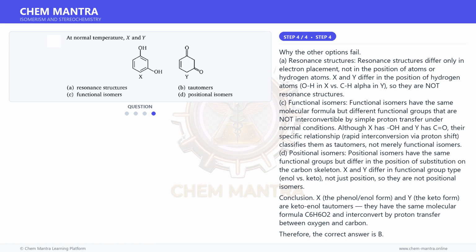D. Positional isomers. Positional isomers have the same functional groups but differ in the position of substitution on the carbon skeleton. X and Y differ in functional group type, enol versus keto, not just position, so they are not positional isomers. Conclusion. X, the phenol-enol form, and Y, the keto form, are keto-enol tautomers.